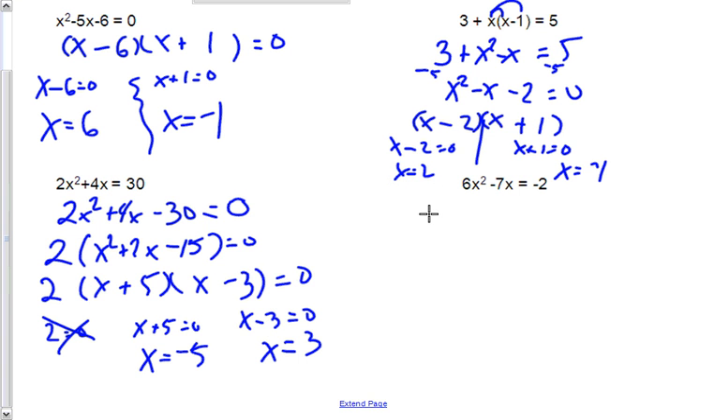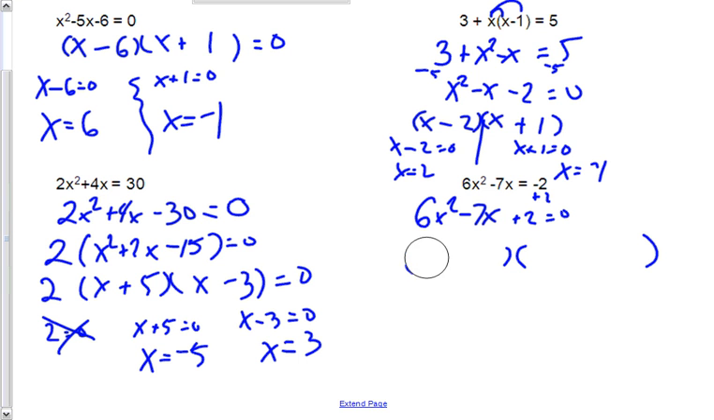Okay? And if we take a look at this, we get 6x squared minus 7x, and I'm going to add 2 so that I get it equal to 0. After that, I'm going to try and factor. All right, we got a tough one. We have a trinomial, and it's got a 6 in front. So, what can we do?